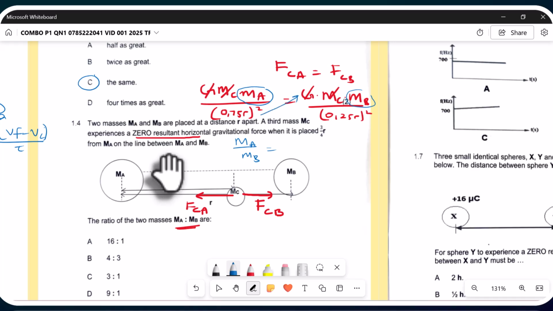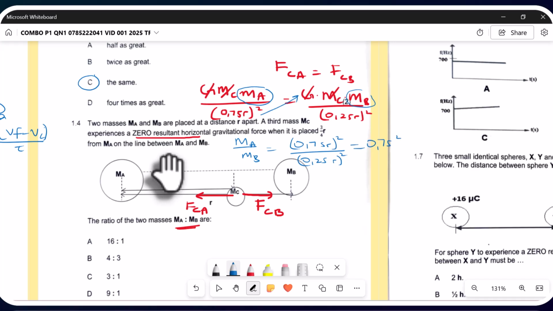0.25, 0.25. This one here also, r what? R squared, okay? Now, if I open my brackets here, I'm going to have 0.75 squared multiplied by r squared, divided by 0.25 squared multiplied also by what? By r squared. So the r squares are cancelled out here.